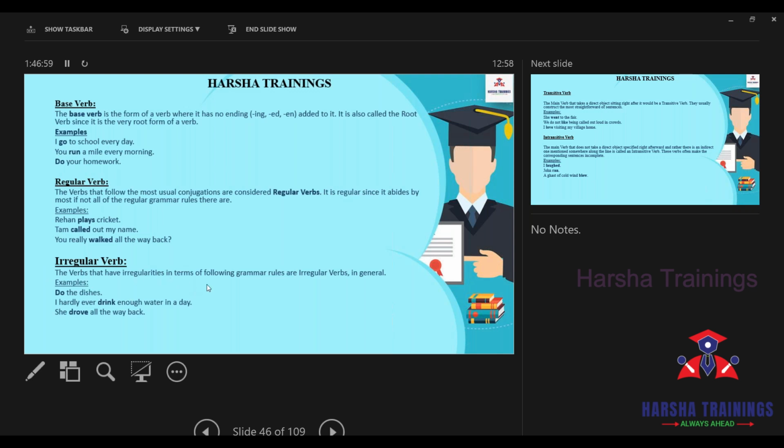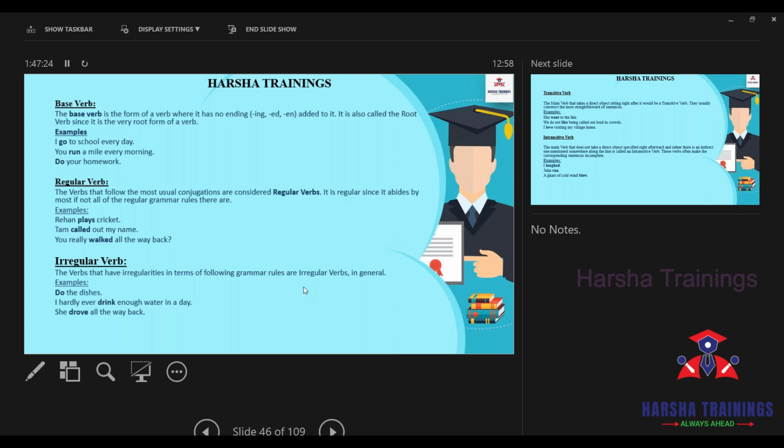What are irregular verbs? They do not follow the grammar rules. I mean, they don't follow every time. They might change based on the context and situation. Those types of verbs are called irregular verbs. Understood? Example, do the dishes. Here, do remains do. We don't change it to any other form. We don't add any suffix or prefix to it.